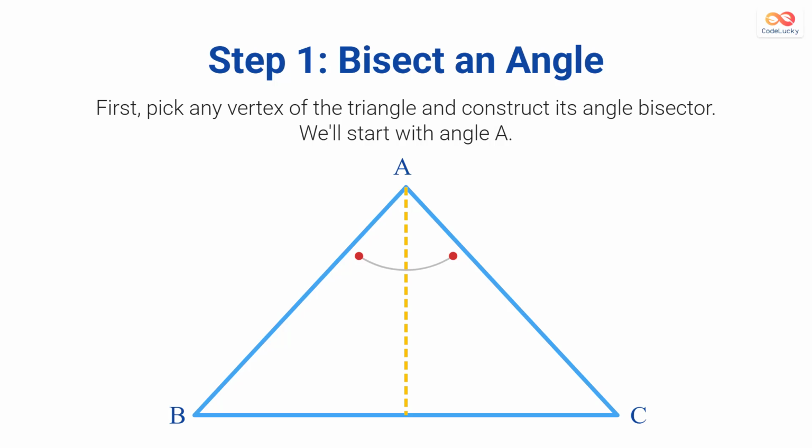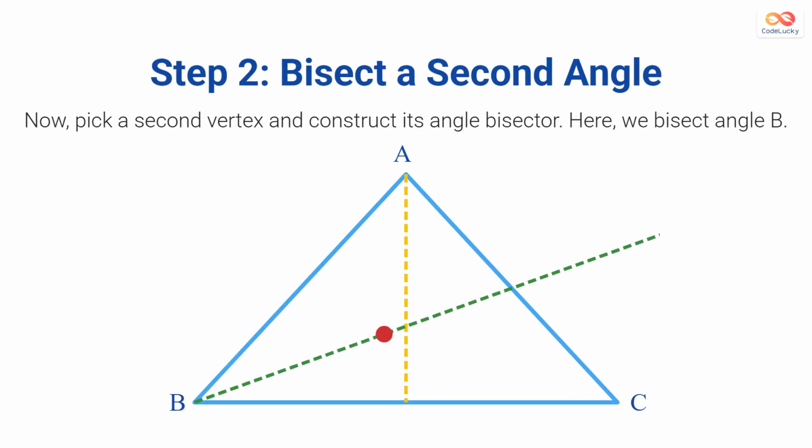Let's begin the construction. The first step is to choose any one of the triangle's three angles and create its angle bisector. For our example, we will start by bisecting angle A. Next, we choose a second angle and do the same thing. We will now construct the angle bisector for angle B. You will notice that this new line crosses over the first line we drew.